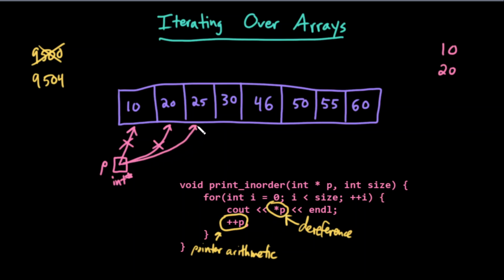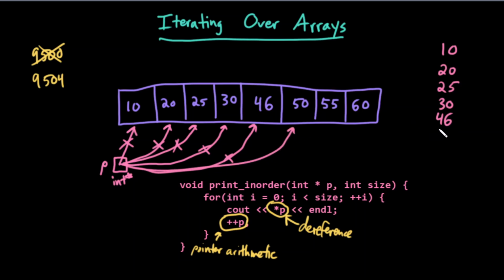Next iteration, dereference p. It's pointing to 25, so we print 25. Increment, so now add, in this example, 4. Add the size of an int to the pointer's memory address value. Now we dereference 30, increment my pointer, print 46, increment my pointer, print 50, increment my pointer, print 55, increment my pointer, print 60, increment my pointer. It's pointing to something that's not actually part of my array. It's pointing to garbage right now, but my condition is now false, so I can terminate my loop, and I don't try to access this position. Now I'm done printing this.